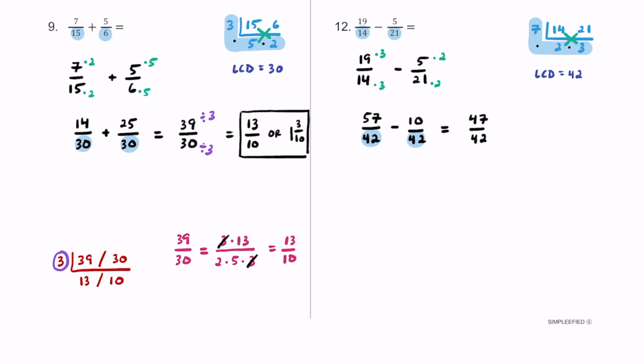Right, so 42 doesn't go into 47, it can't because 47 is bigger and it's the prime number. So this would be our final answer because 47 and 42 are relatively prime. But if you want to write a mixed number, you can write 1 and 5 42nds. And 5 and 42 are also relatively prime, so we're going to stop right there. All right, so these versions are both acceptable for a final answer.